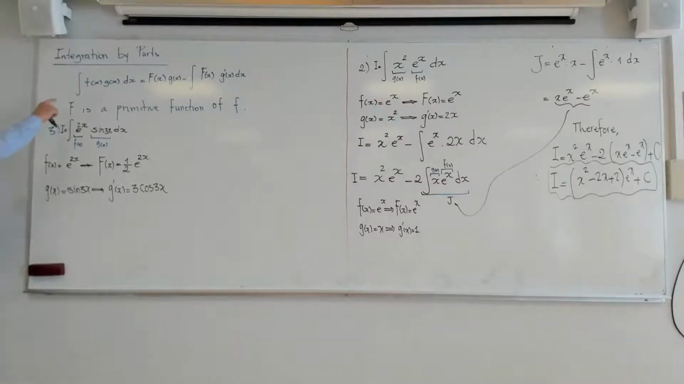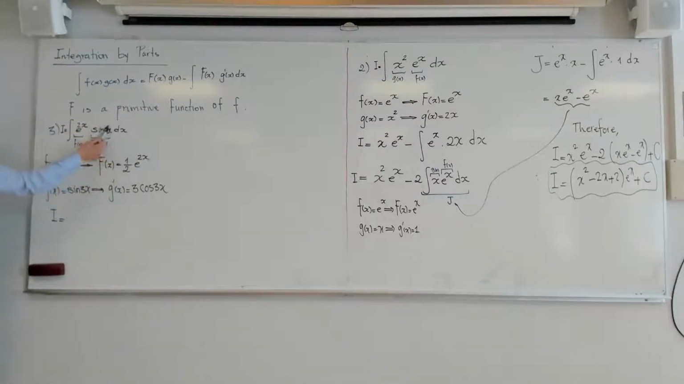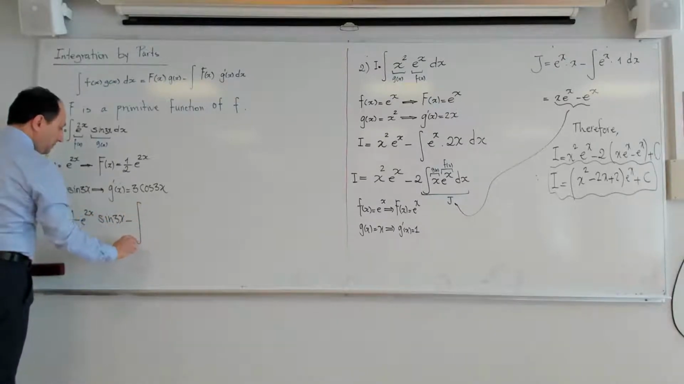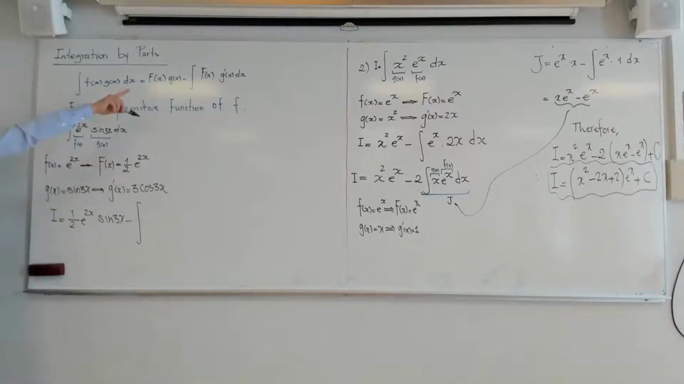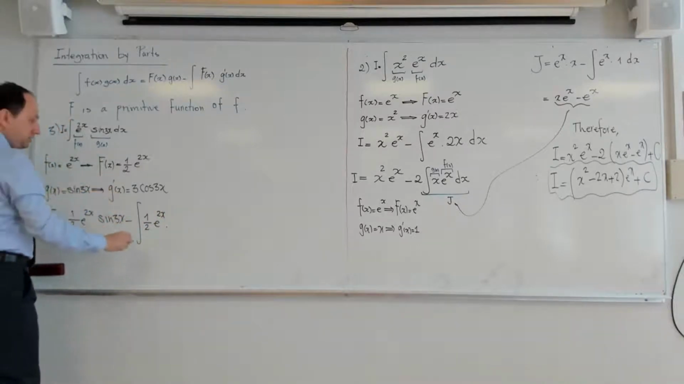Let us see. I becomes equal to, according to the formula, capital F should be multiplied by little g. So capital F is this one, little g is this one. So let us multiply that. So it becomes 1 over 2 e to the 2x sine 3x, yes? Minus a new integral. Capital F of x is this, multiplied by g prime of x.